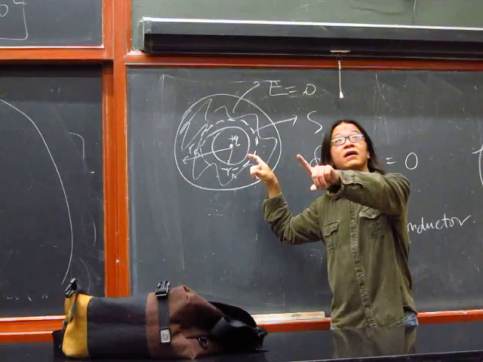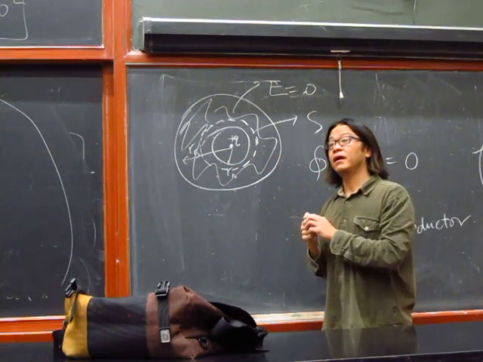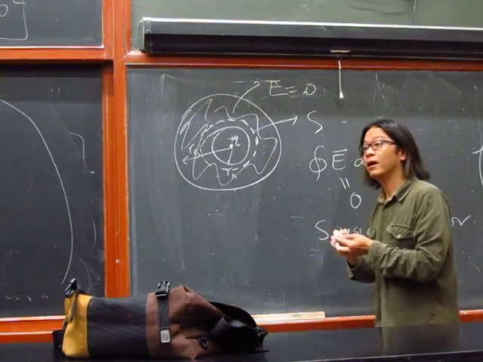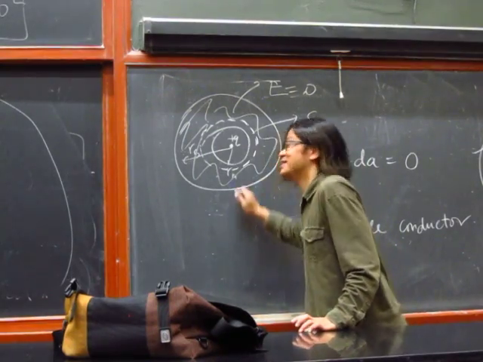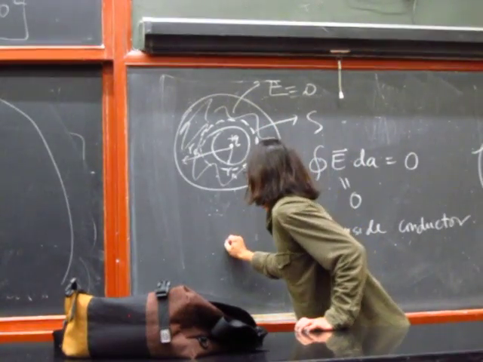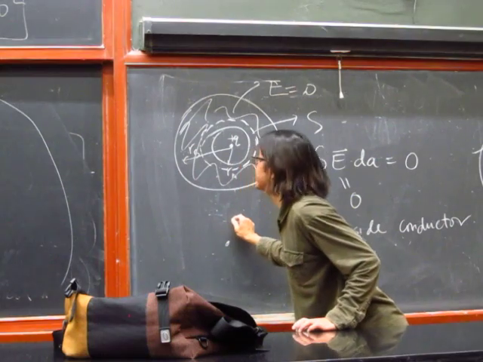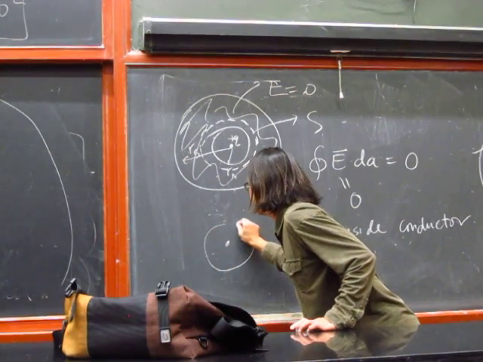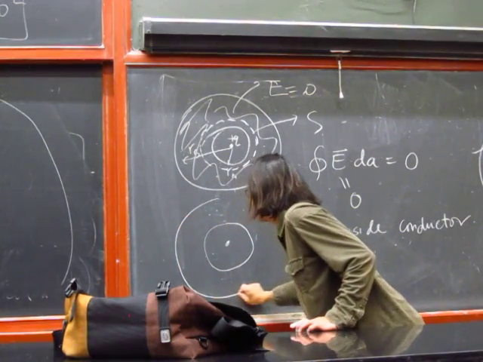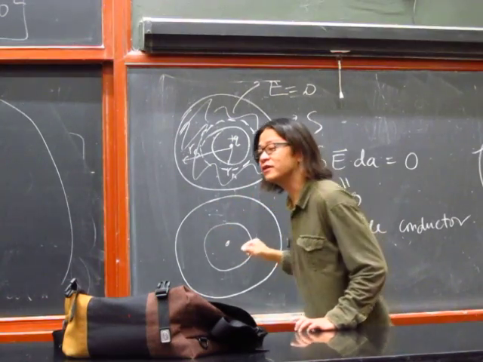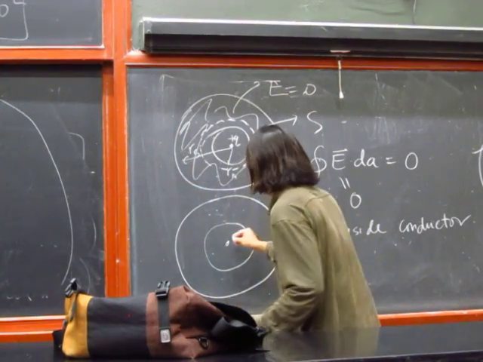Wait, is this a single conductor with a cavity in it? Yeah. It's not two concentric shells with space in between them? No, this is a cavity. Oh, I'm sorry, I didn't write it. Well, I'm in a hurry. It's always better to be in a hurry.